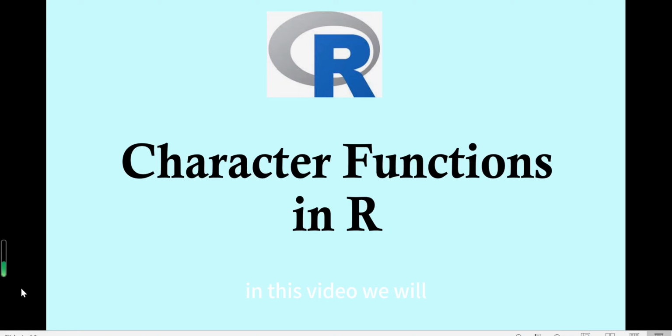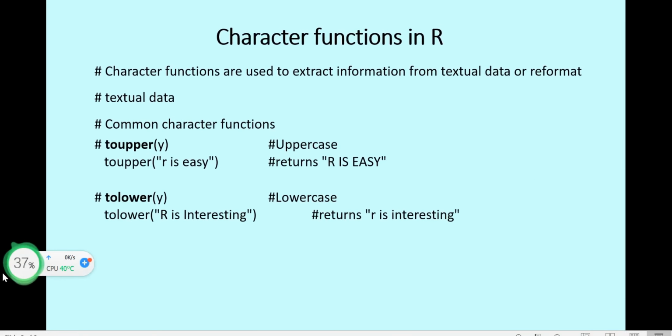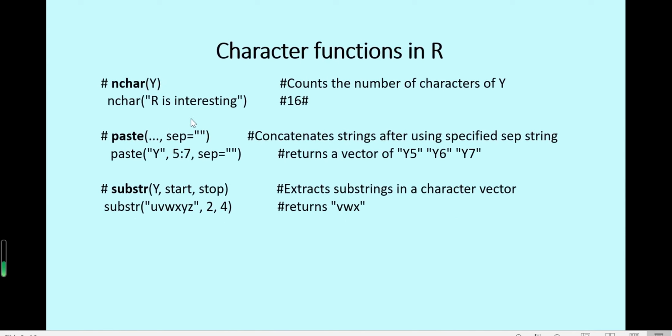In this video, we will talk about character functions in R. So the simplest character functions used in R are toupper, which is used to change each character of a string to uppercase, and tolower to change characters to lowercase. And nchar is to count the number of characters of a string.